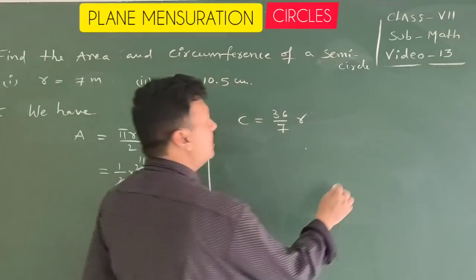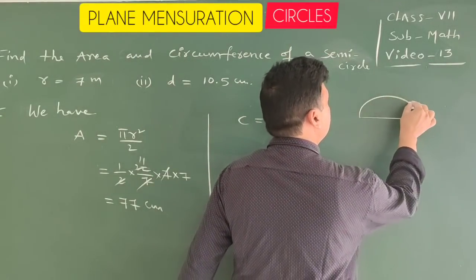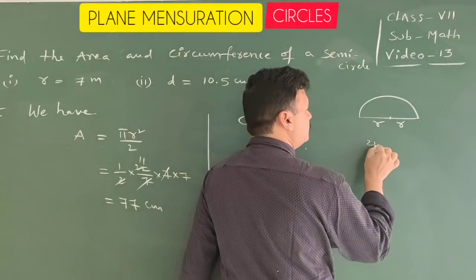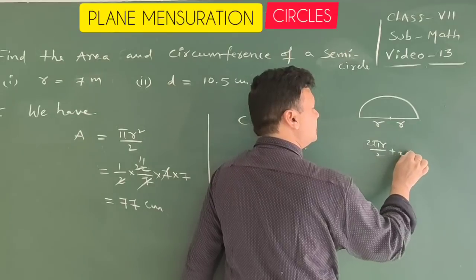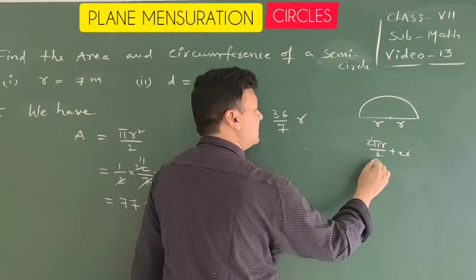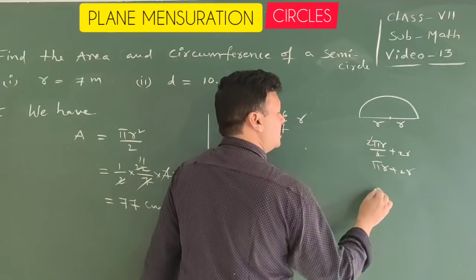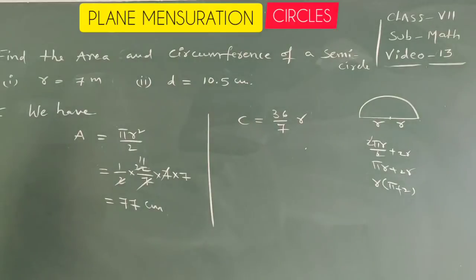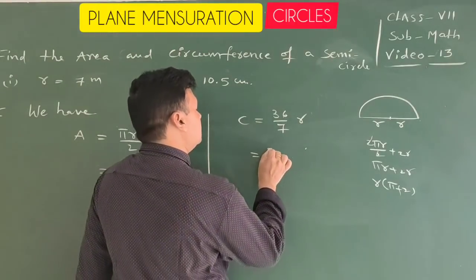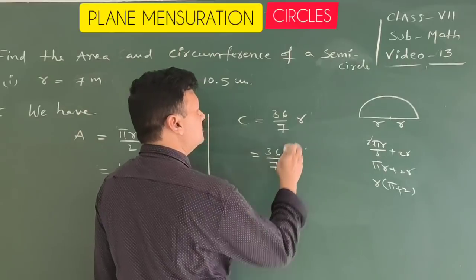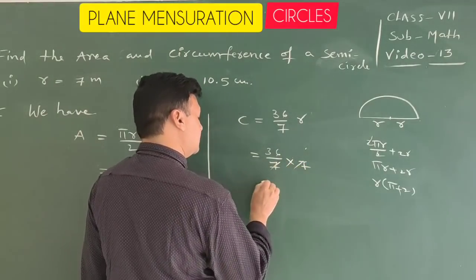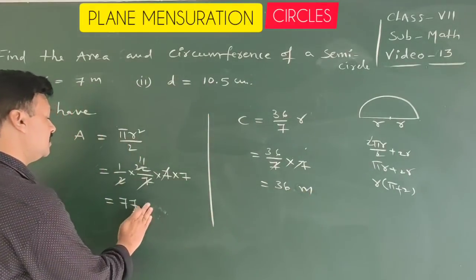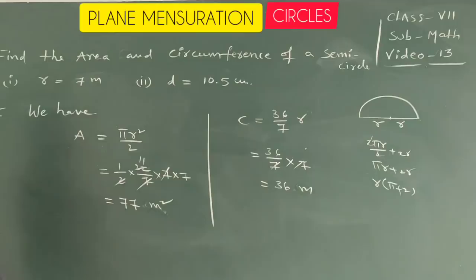Okay, 36 by 7 r. Why? Because now only I do that. 2 pi r by 2 plus 2r. The 2 and 2 get cancelled, pi r plus 2r. If you take r common, pi plus 2. Right? That's 36 by 7 r. So here 36 by 7 into r, r means 7, 7 gets cancelled. 36 is meters. Here also meters. So meters.